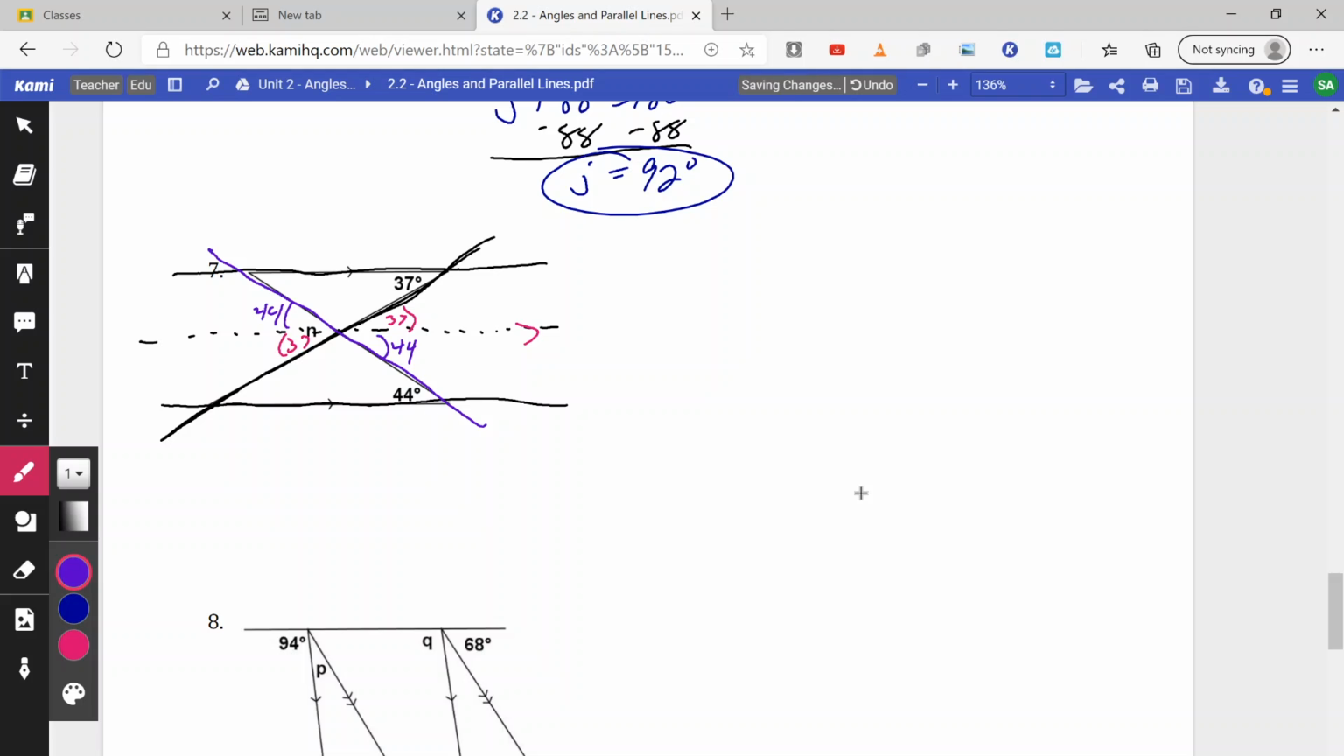So what I want to do now is add my two angles together. 44 plus 37 is going to give me angle N. And when I add them together, I get 81 degrees for angle N.